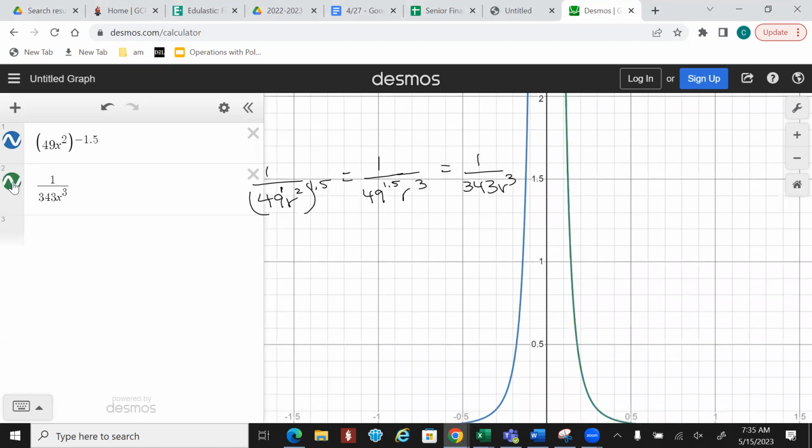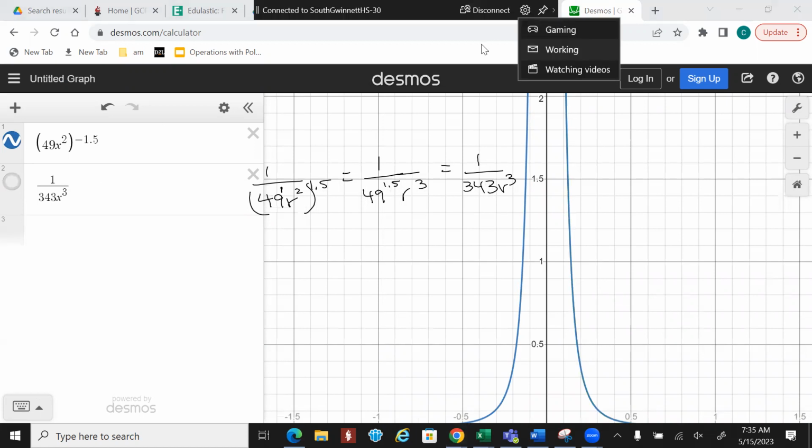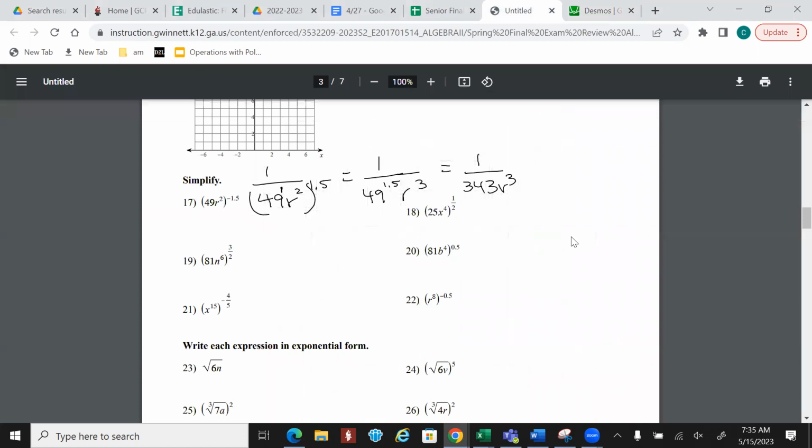Okay, now not the best way to do this, but you could do it that way. The one in the top, because we had to flip everything because of that negative exponent right here. So it flips it down to the bottom.